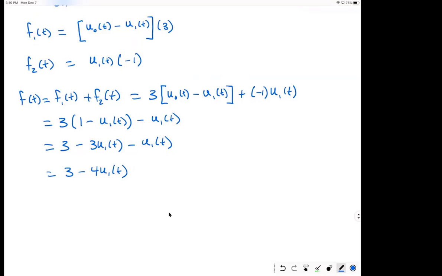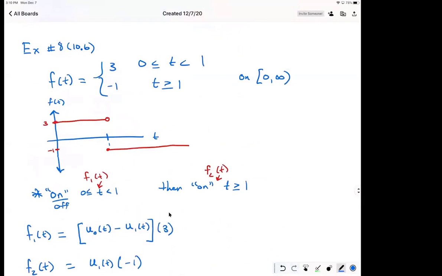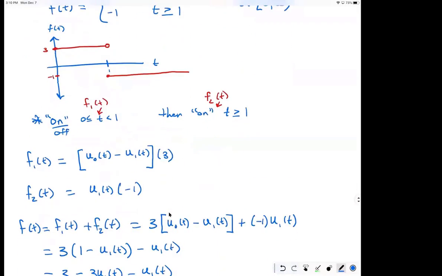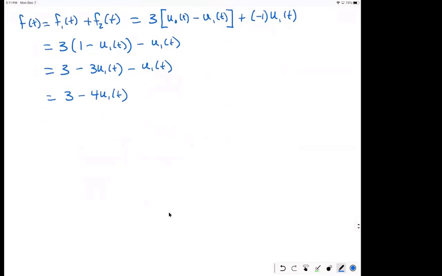So I've converted this piecewise function into this unit Heaviside notation, this Heaviside step function notation. All right, let's do another example.